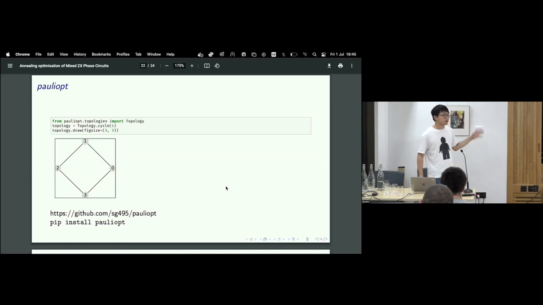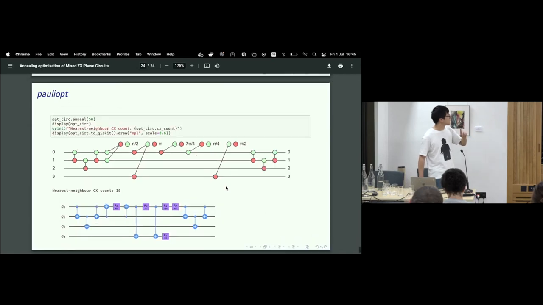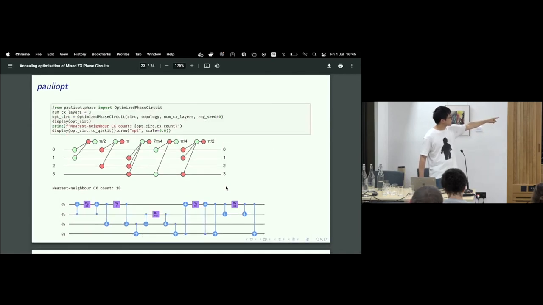And then we have topologies of actual machines inside the library, so you can actually do architecture aware synthesis. So here's a cycle topology. You pick a topology, you pick an annealing schedule, and you specify a few hyperparameters, and you start optimizing. You can synthesize these phase circuits into actual circuits, into Qiskit. So we export to Qiskit.